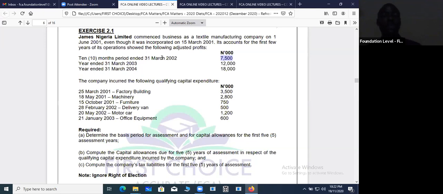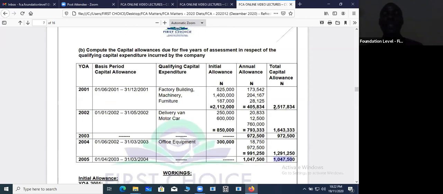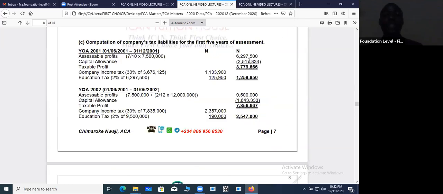That is 7 months, and you are given a 10 months figure. So what do you do? You say 7/10 multiplied by 7,500,000. That will give you your assessable profit. Then you will come here and pick the capital allowance and plug it in.